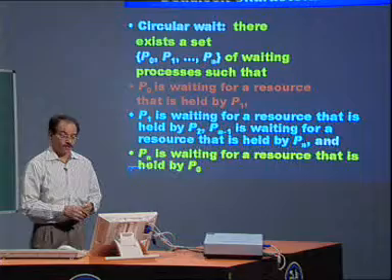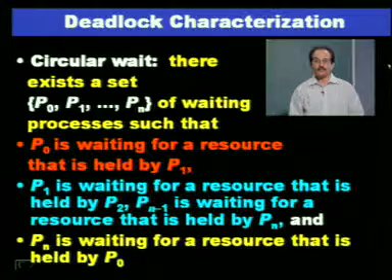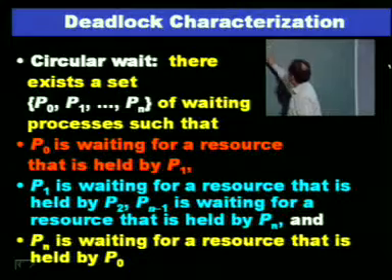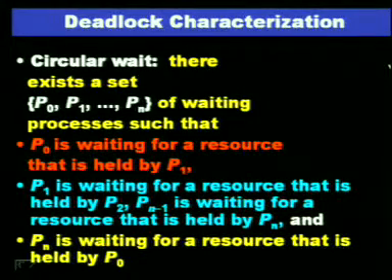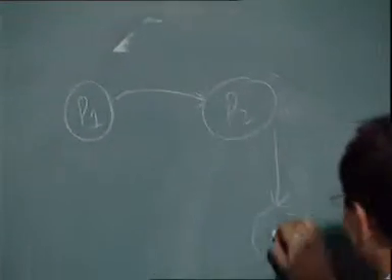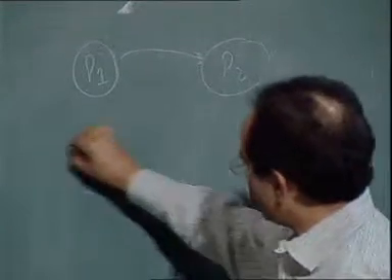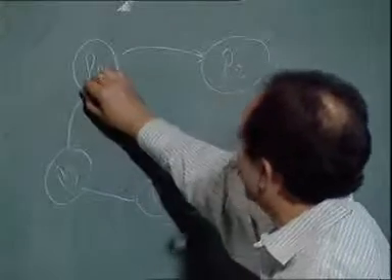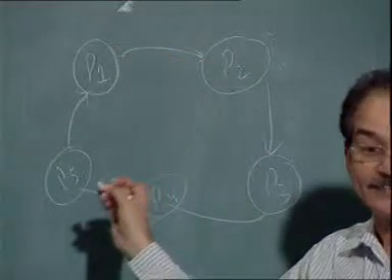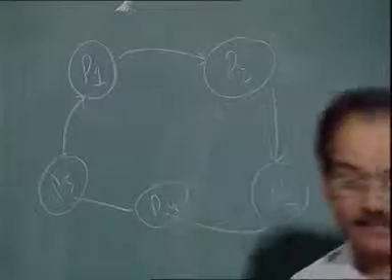Another characteristic for a deadlock to occur is a circular wait. What does circular wait mean? Let us say I have this process P 1, waiting for P 2 to leave the resource, this is waiting for P 3 to leave the resource, this is waiting for P 4, and this is waiting for P 5, and this is waiting for P 1 to leave the resource. So, this is what we call a circular wait.